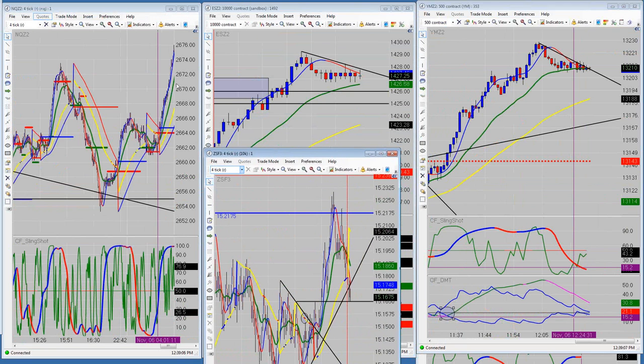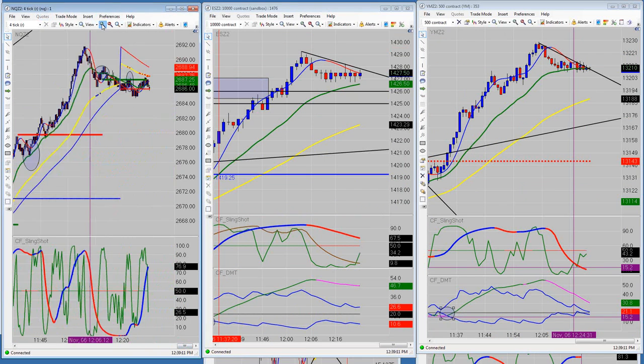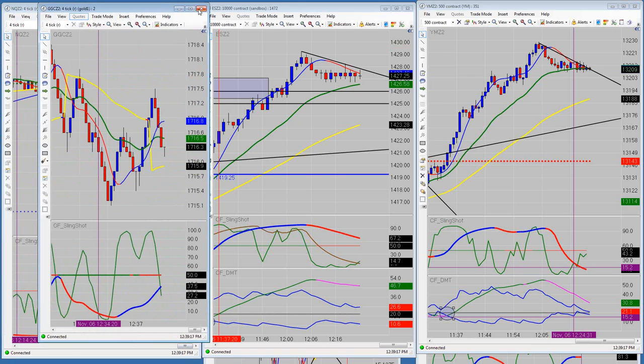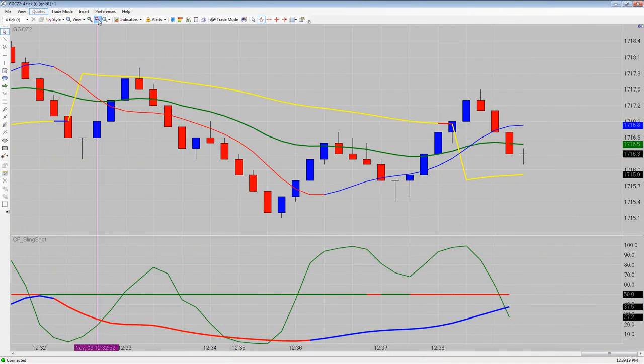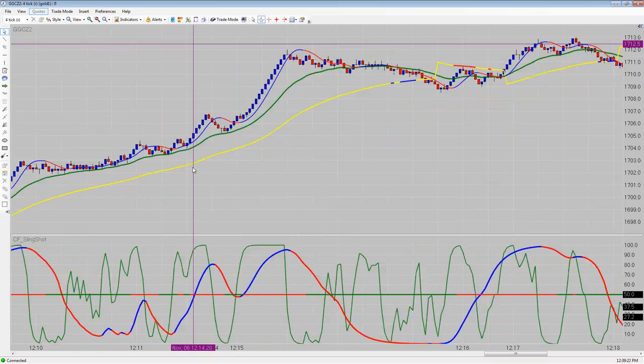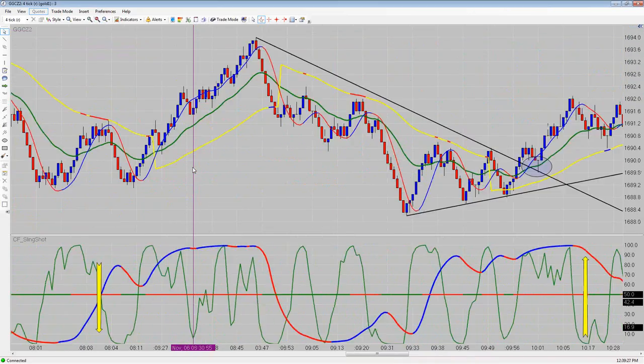That was that. Now, let's keep an eye on all this stuff too. The gold, well, we'll look at gold quickly. I didn't trade gold this morning. I think I tried to, but I didn't get filled.